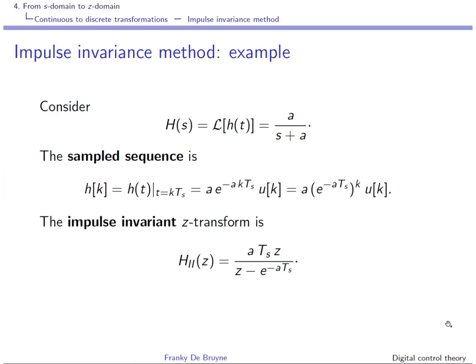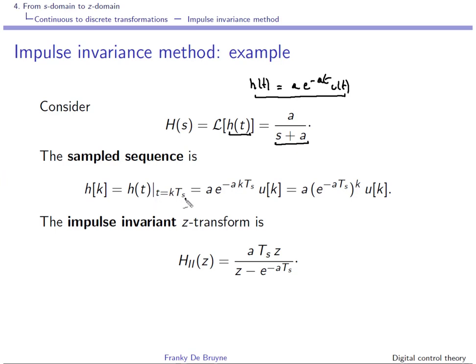We'll work with this transfer function here. That is the transfer function of a first order system with static gain 1. The static gain can be obtained by replacing s by 0. So the impulse response h(t) is simply obtained by taking the inverse Laplace transform, and you obtain an exponential e^(-at) u(t).